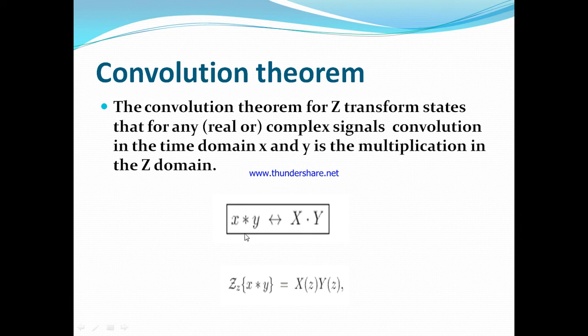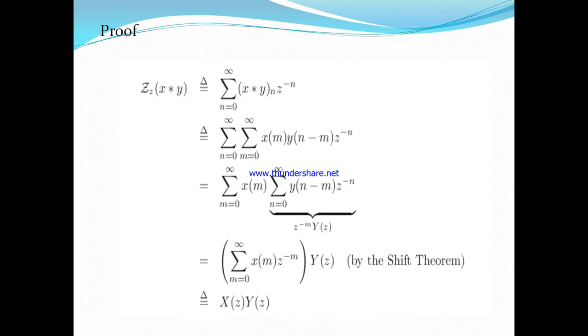So we can say that the convolution of the signals x and y is equal to the multiplication of its signals in the Z domain. Okay. So here the Z transform of x convolution y is equal to X of Z into Y of Z, where X of Z is the Z transform of x and Y of Z is the Z transform of y. So now we are going to see the proof.